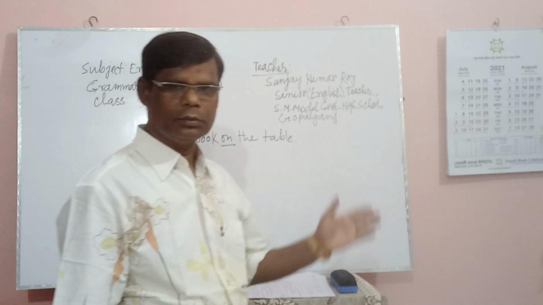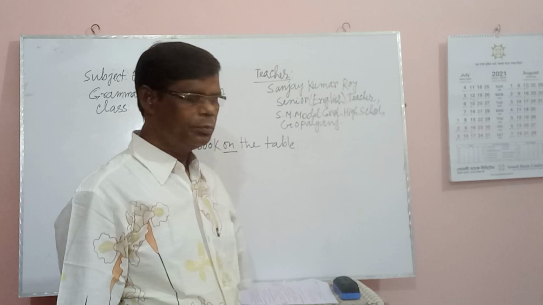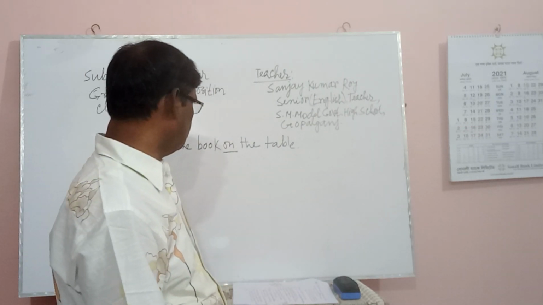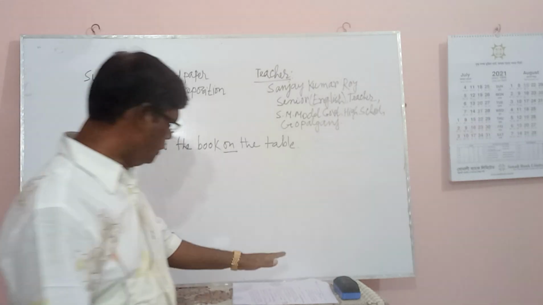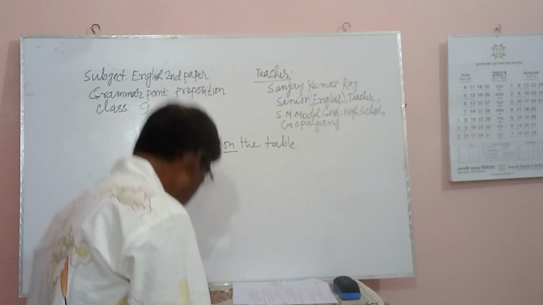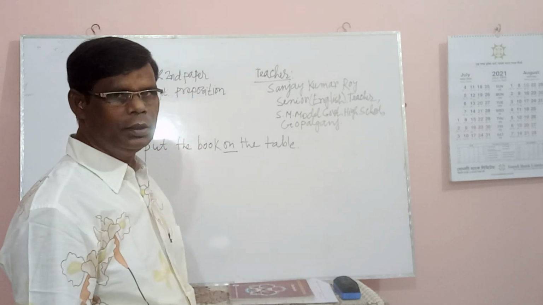Look at the sentence: Put the book on the table. Suppose this is a table and this is a book. Put the book on the table.